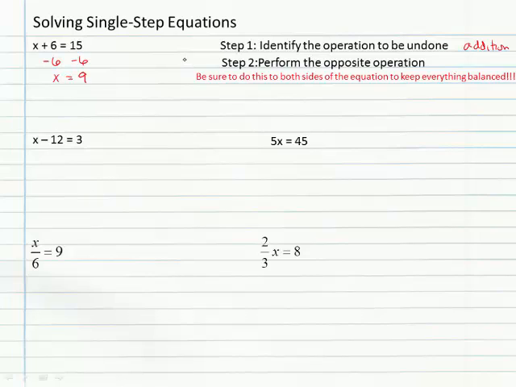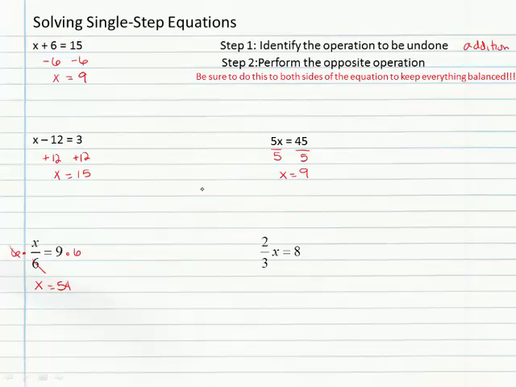Okay, here are some more examples. Here, x minus 12, so the operation is subtraction, so the opposite operation is addition. So I add 12 to both sides, and I get that x is equal to 15. Here I have 5x equals 45. This is multiplication, so I divide both sides by 5, and I end up with x is equal to 9. Here I have x divided by 6 equals 9. And so I am going to multiply by 6. And the reason I do this is because these two 6's will cancel, and I'm left with x is equal to 54.